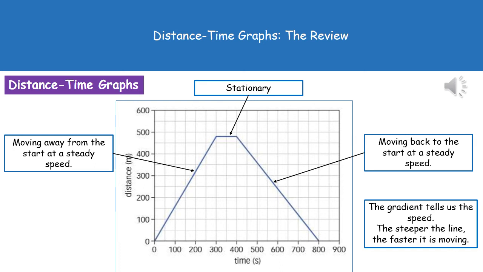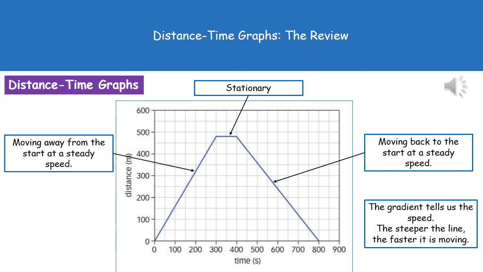When we get to that top section where it levels off and goes horizontal, that tells us that our object is stationary, because the time is increasing but the distance is remaining the same. Then finally, that declining line tells us we're moving back to the start, because if you look, the distance is decreasing, so that must be like going back to where you began. And again, because it's that nice straight diagonal line, it tells us that it's at a steady speed.